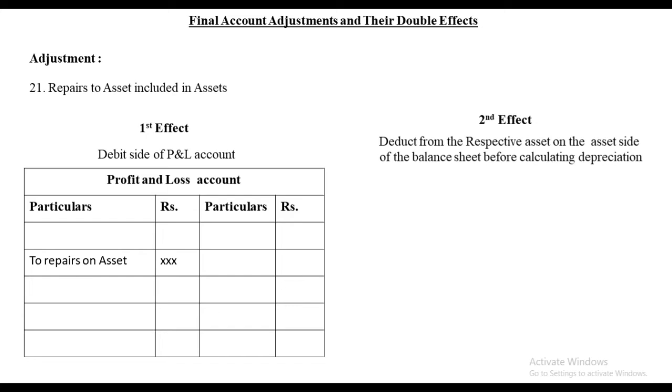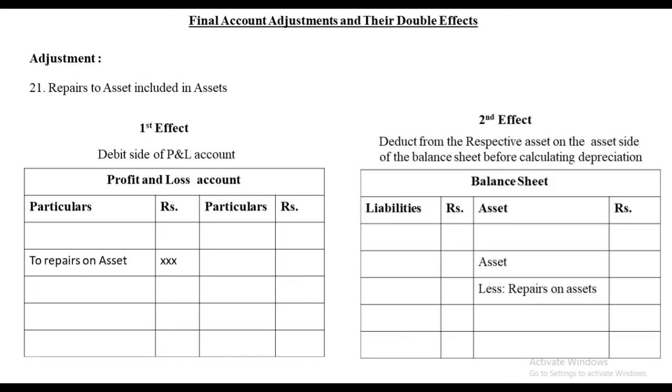So in your P&L debit side, we'll just have to write there repairs on asset, and from your balance sheet asset side it will be asset less repairs on asset, and then whatever amount you get on that you will have to calculate your depreciation. That's adjustment number 21. Next, adjustment 22.